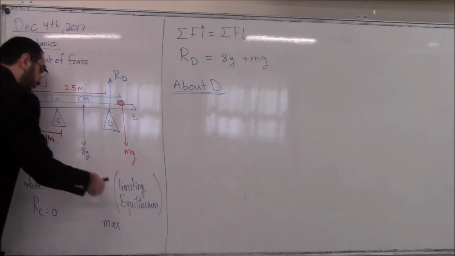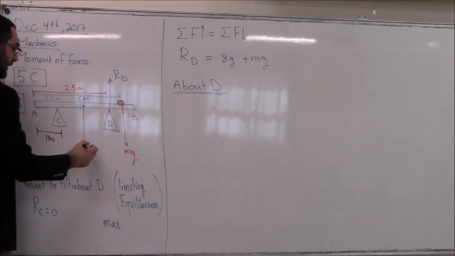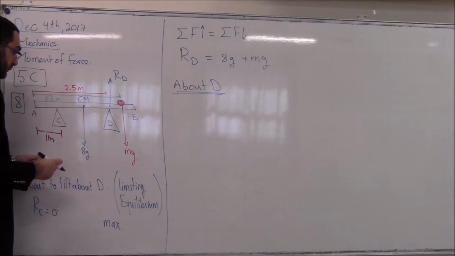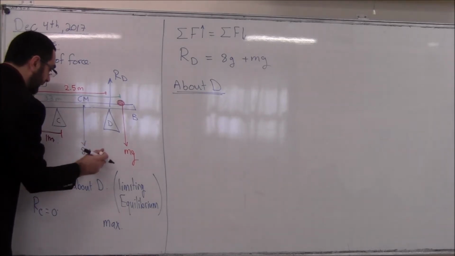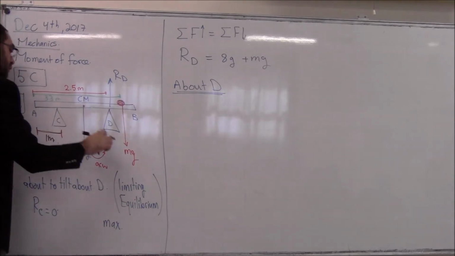Now we have two forces about D. Move your finger with the direction of the force about D. This one is anti-clockwise. This one is clockwise.